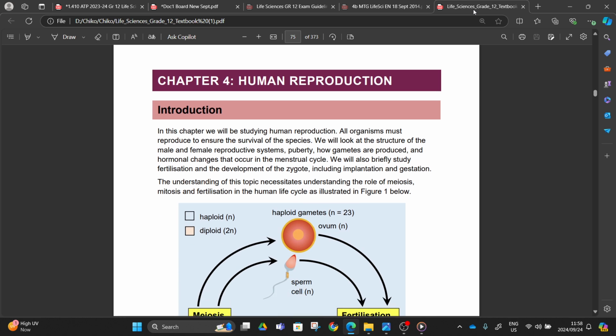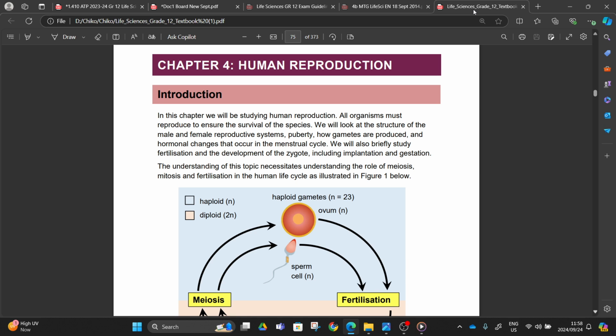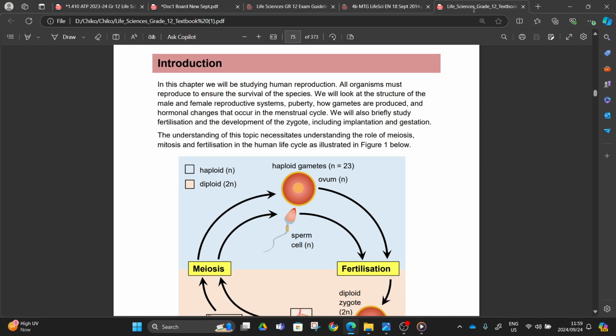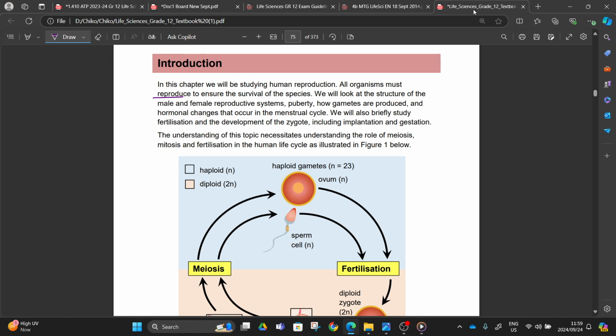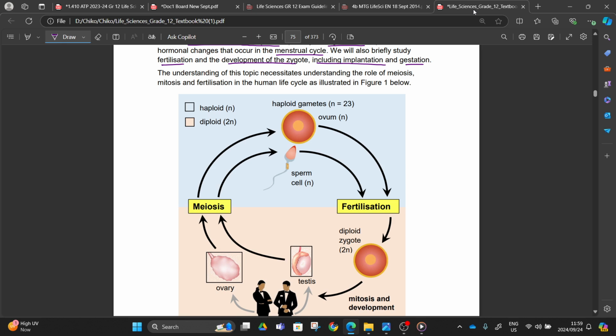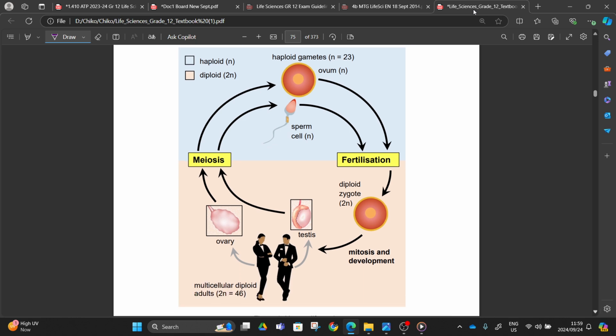So, our 10 minutes on human reproduction. We studied this chapter, human reproduction, and we studied that all organisms have to reproduce to ensure the survival of their species, right? We studied the male and female reproductive systems, puberty, how the gametes are produced, and the hormonal changes that occur during the menstrual cycle. We also studied fertilization and the development of the zygote, including implantation and gestation, right? They also urge us that for us to understand this topic, we have to understand meiosis and mitosis, right? Fertilization in our human life cycle, as illustrated in this diagram below.